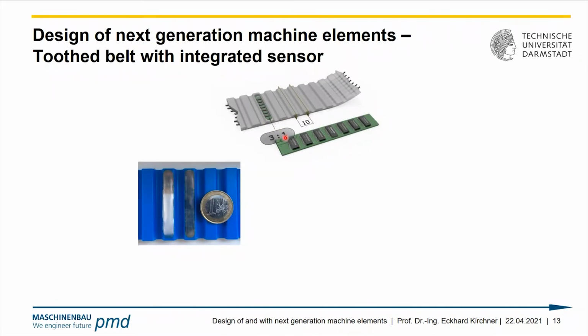We simply integrate a sensor. This is a whole chip that can be integrated into the tooth. We see here the dimensions. A euro coin gives you an impression of the size of that prototype. And here for the first prototype, we have the sensor module, and then the neighboring tooth, we have the battery. We have our tooth belt.